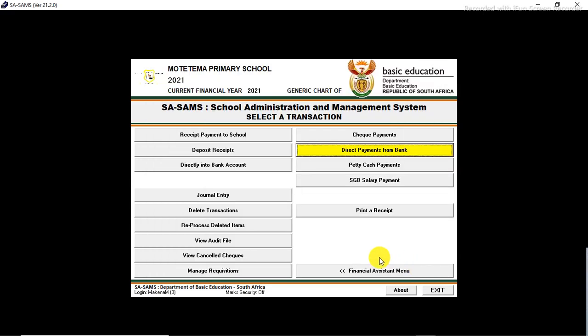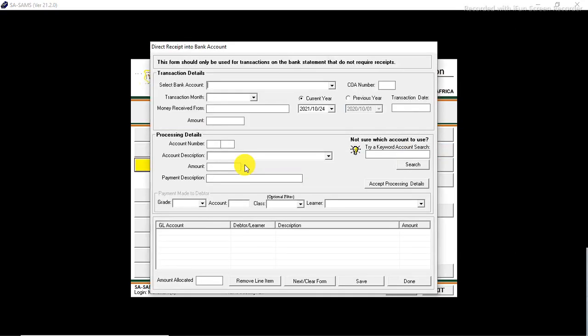So basically what we did, because now I can't recall where I stopped recording, we did direct payment from the bank. Direct payment is when we pay people. When we pay people, we do it on direct payment. And then when we receive money, we do it direct into the bank account. Right, so let's recap on what I did.